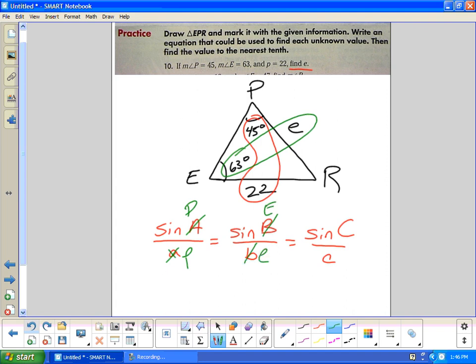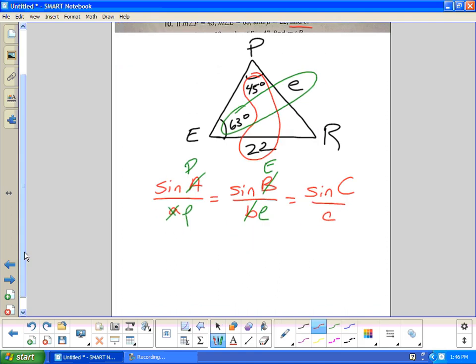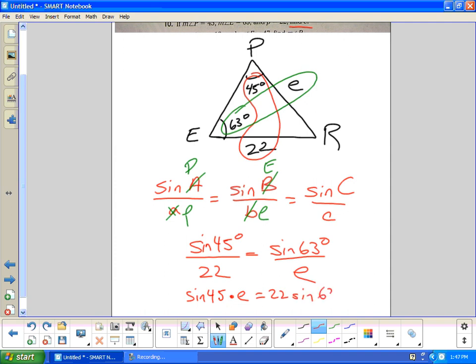So I'm going to write the law of sines. Based on this ratio, I get sine 45 over 22. Sine of the angle, and listen, think about it. You have to do the sine of the angle. You got to make it a number, right? You got to get rid of the degrees. Over 22 equals sine 63 over e. The best way to do this is to cross multiply. All right? The best way to do this is cross multiply. So I get sine 45 times e equals 22 sine 63 degrees.